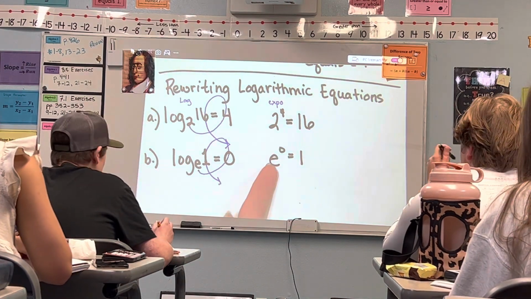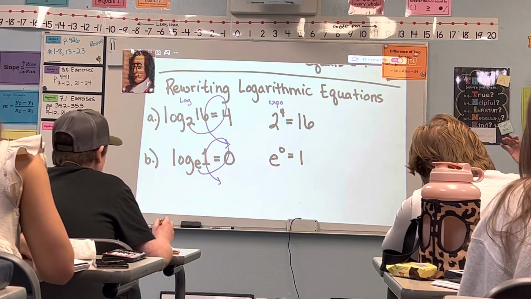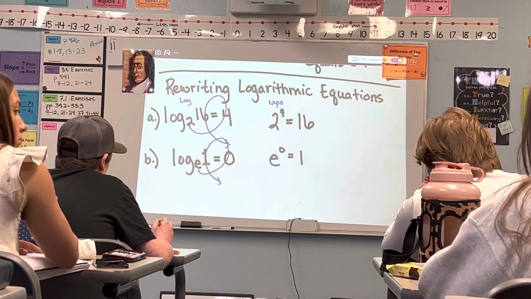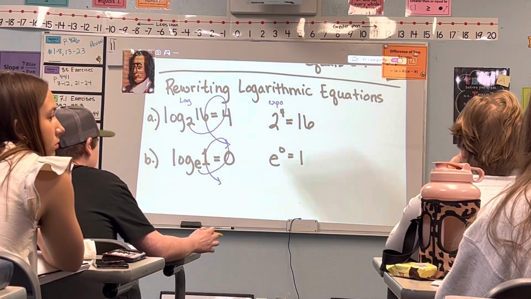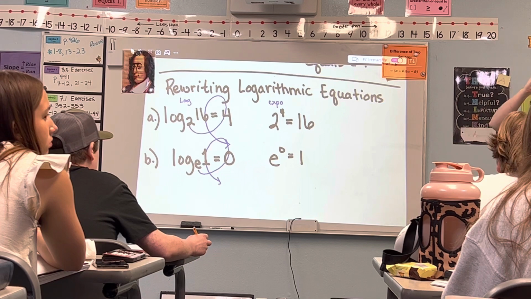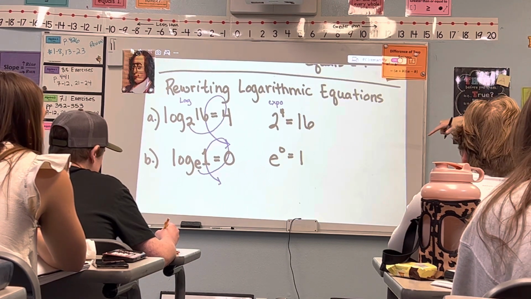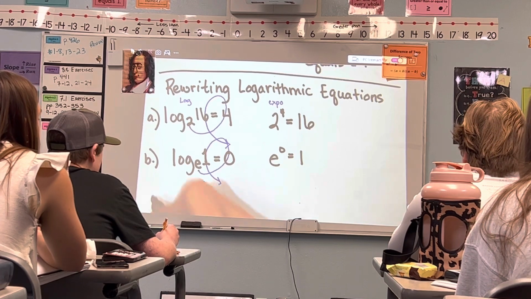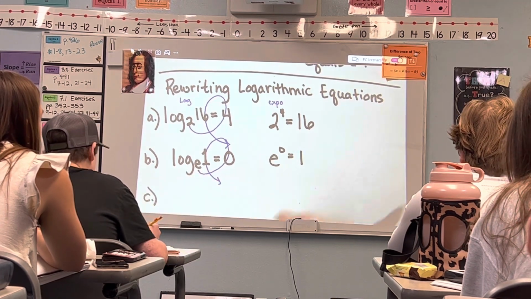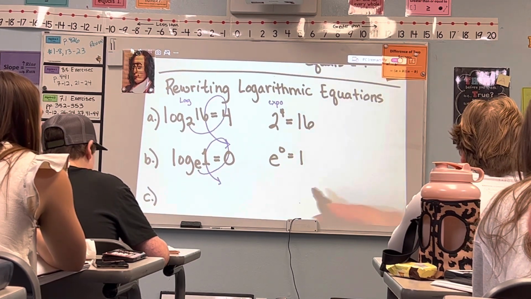E can be anything. E is 2.7 something, but to the power of 0 is 1. So the little loop-de-loop is the order in which you write the numbers. This number to the power of this one equals this one. This homework's so easy. You just rewrite it. That's all it is.